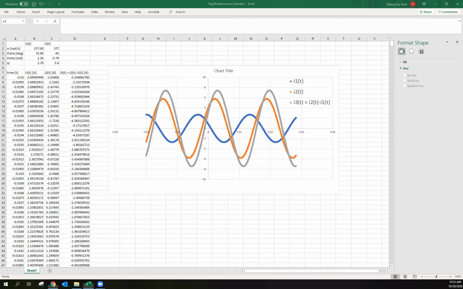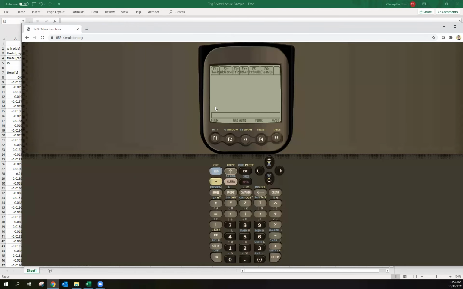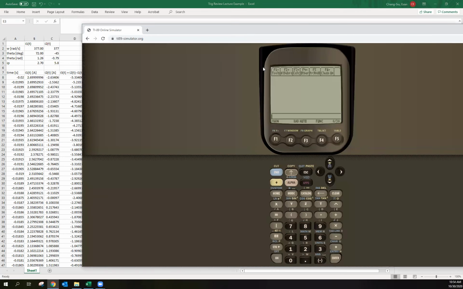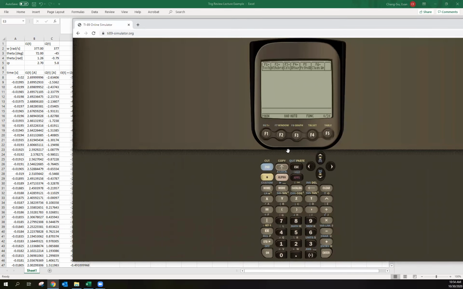The last thing I wanted to show you was a TI-89. How could you do this on a TI-89? Instead of doing all the rectangular form, the Pythagorean theorem and inverse tangent, can the TI-89 just do it for you? So let's check this out. We've got our online simulator of the TI-89.